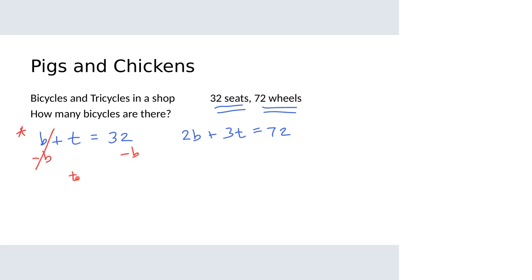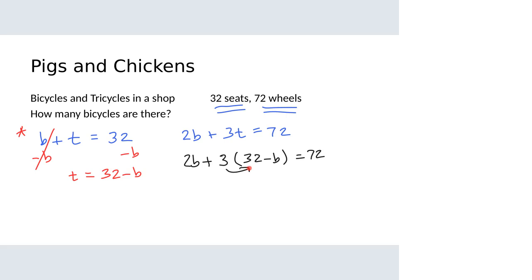Over here they cancel, and that gives me that t is equal to 32 minus b. Essentially what that's saying is the number of tricycles is 32 minus however many bicycles there are, which makes sense. Now what I'm allowed to do is take 32 minus b and substitute that where the t is in the other equation. Now I've got 2 times b plus 3 times t, but instead of t, I'm going to write 32 minus b, and that's equal to 72. And now I've got one equation with one variable, so I can solve it.